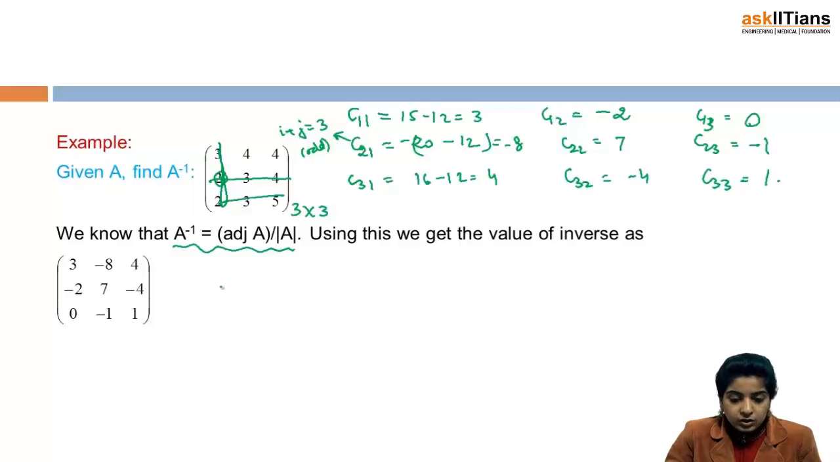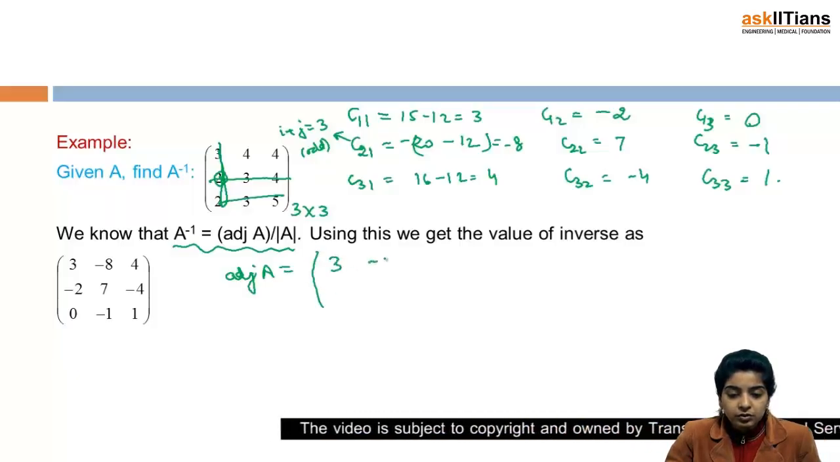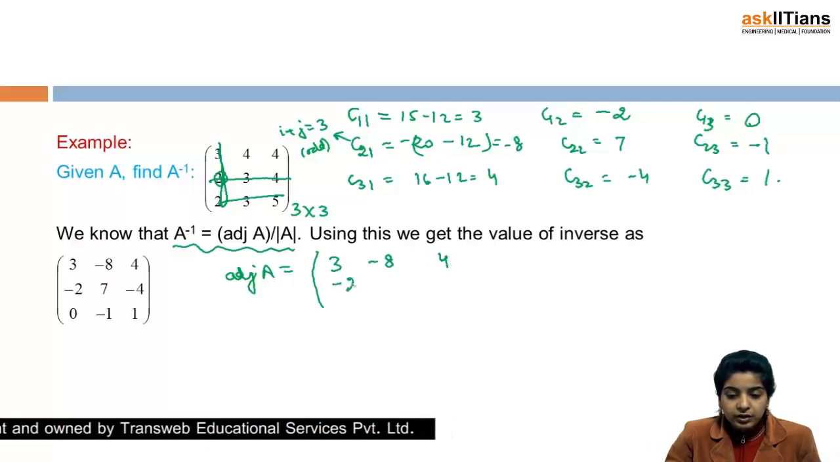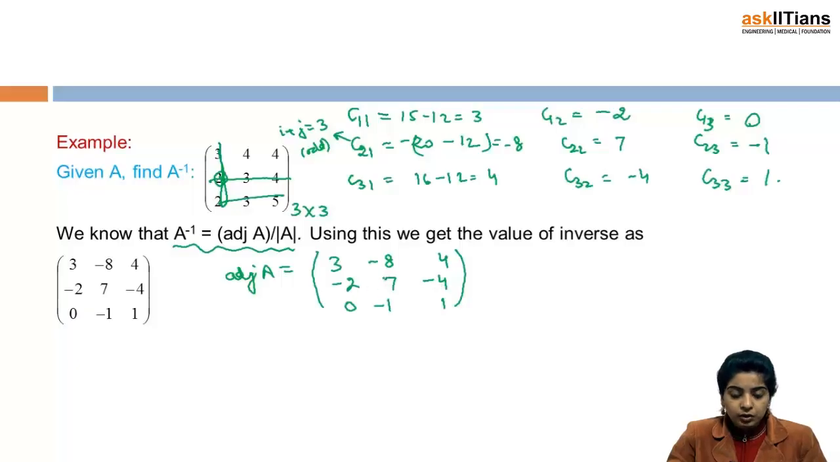So what is the adjoint of the matrix? Adjoint of the matrix is, we simply write down the transpose of the matrix of cofactors. So I am writing it this way: 3, minus 8, 4, minus 2, 7, minus 4, and 0, minus 1, 1. This is adjoint of A, and then what we do is we find out the determinant of A.